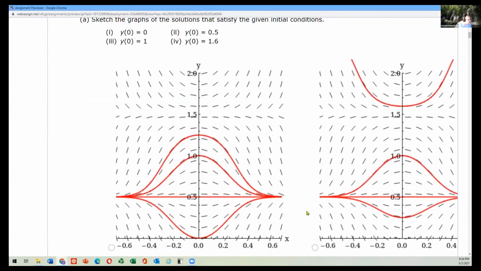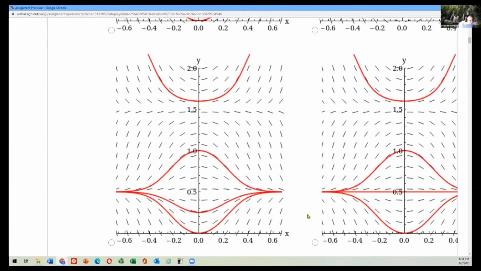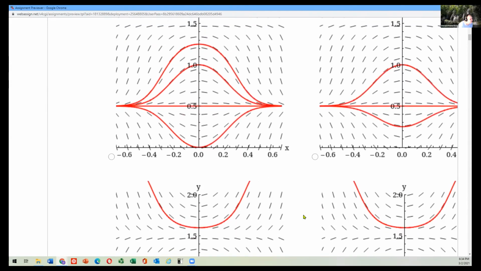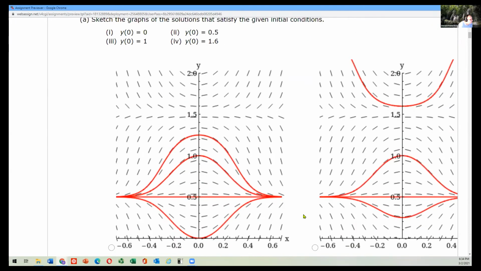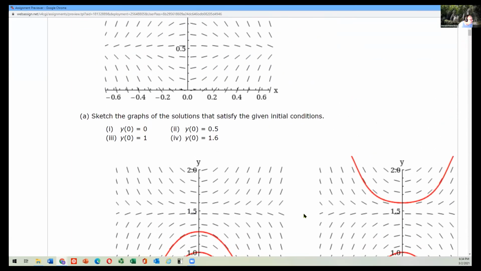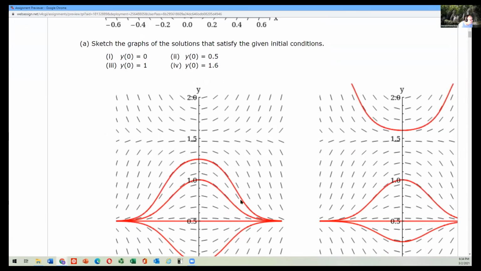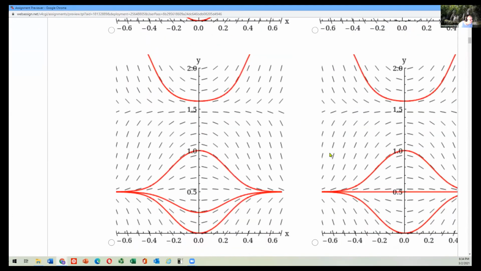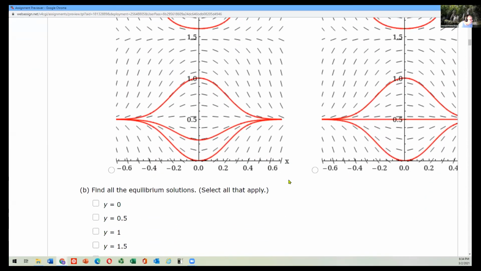So here are the possible sketches to what I just said. One of those four does the job, right? One of these four would represent what I just did. And you pick the one you think, which would be that one.